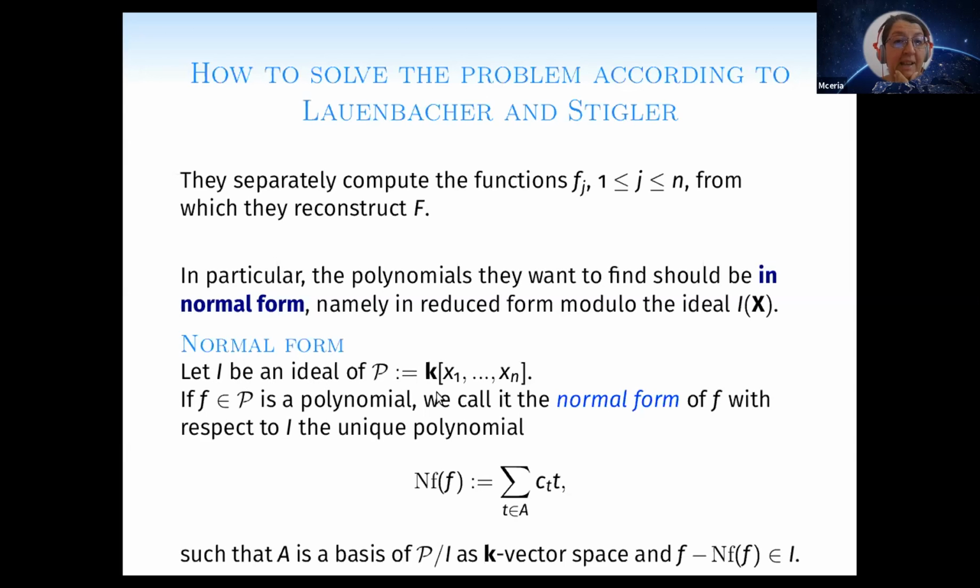Well, if I have an ideal of the polynomial ring and a polynomial, the normal form of f is a polynomial of this kind, in which you are doing a linear combination of the elements in a basis. I don't know if you see the last line of the slides. Perhaps I can hide this other window. Okay, now perhaps you see it. Well, this A, in which you pick the terms, is a basis of the quotient algebra, and this difference, f minus the normal form of f, is an element of I. This normal form is the unique polynomial such that this happens.